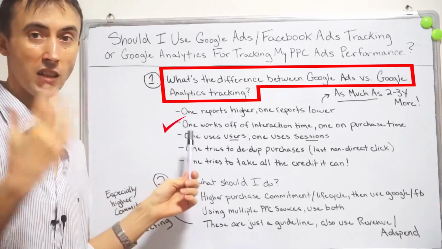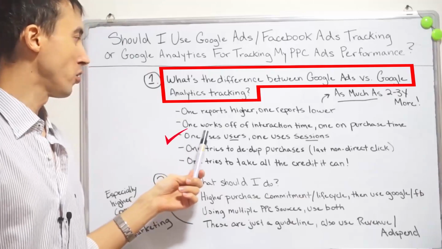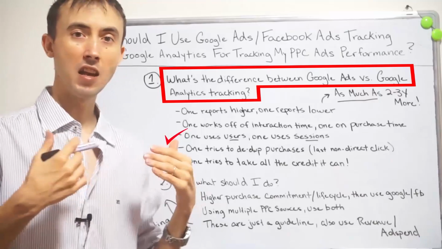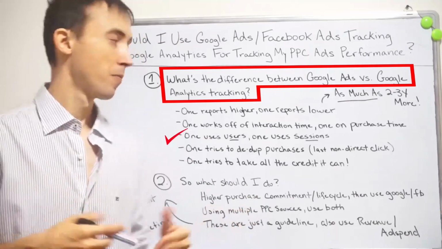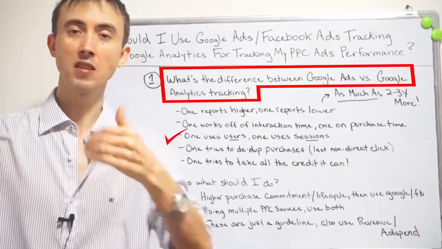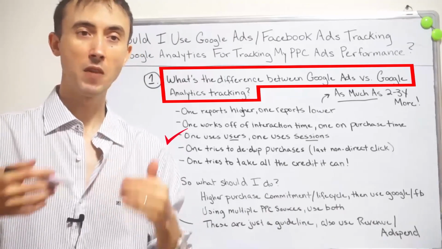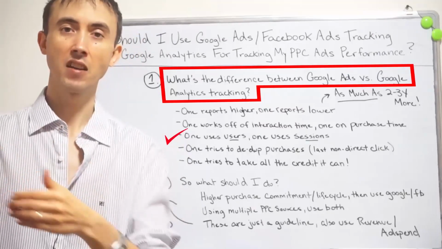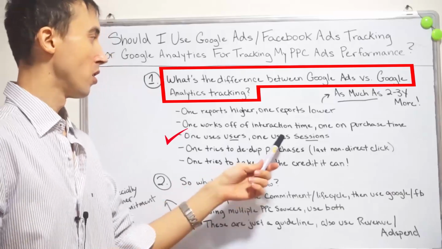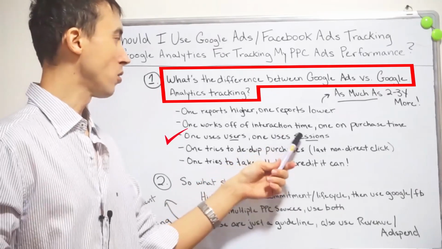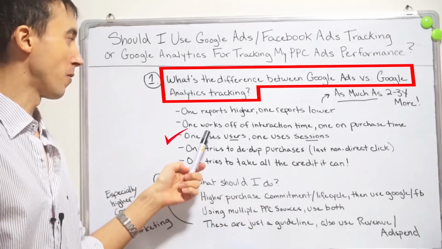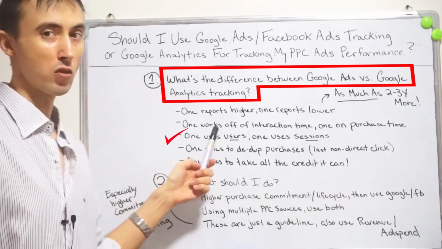With that, the reason for that is one tracks and uses users. A user is like a person, and one uses sessions. A person can visit the site more than once, and if they came to the site, left, and came back a second time, that would be 2 sessions, even though it would be one user. Google Analytics uses these sessions, and Google Ads or Facebook Ads use users.